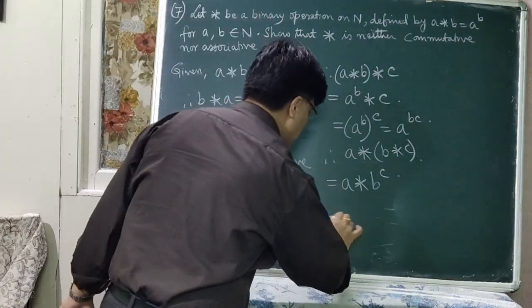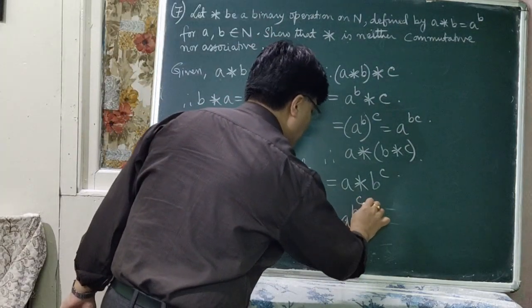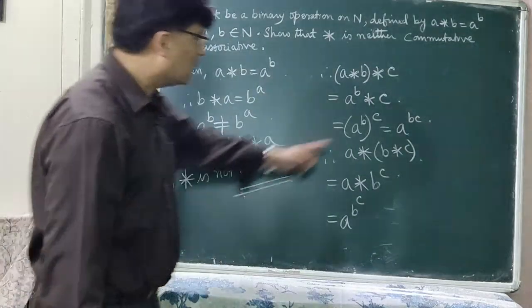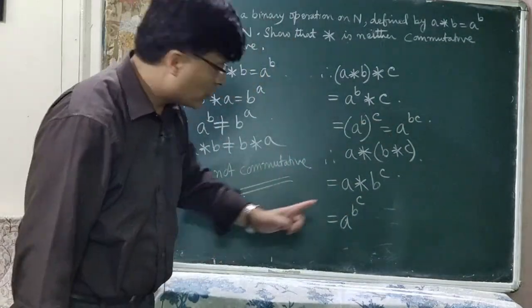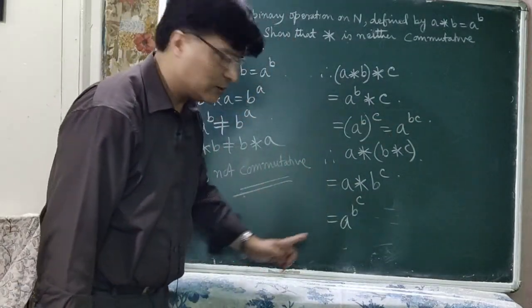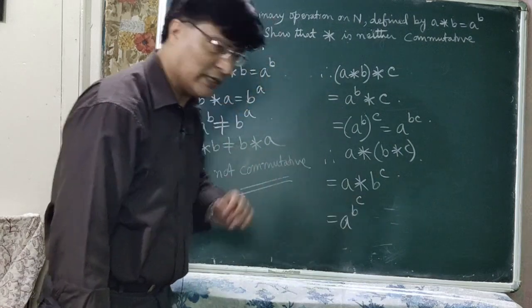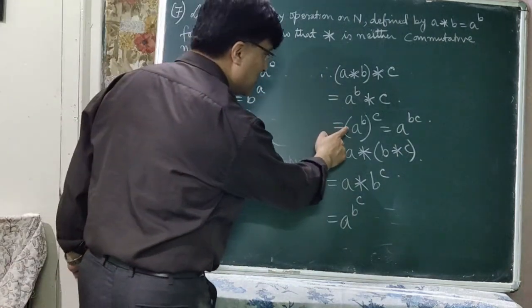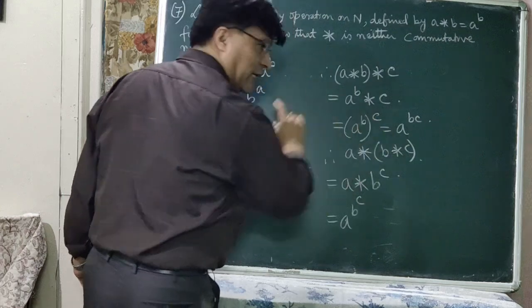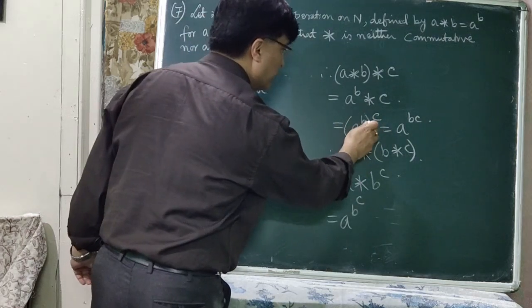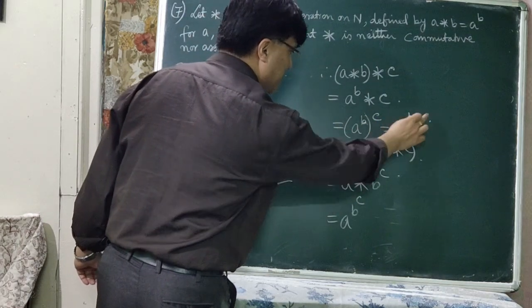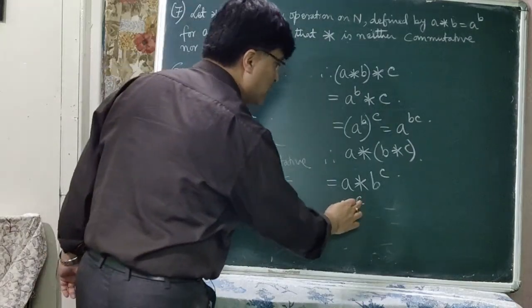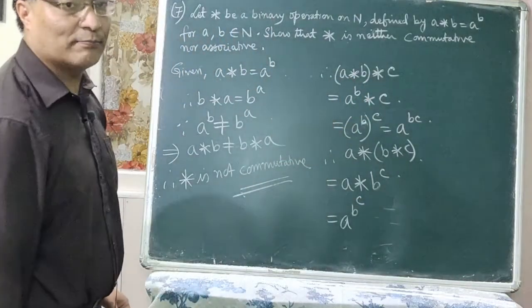So in this case it is A to the power B to the power C. That means these two are not equal. This is A to the power B to the power C. But here actually it is (A to the power B) whole to the power C. You can multiply these two, isn't it? That is BC. But A to the power BC is different from A to the power B to the power C.